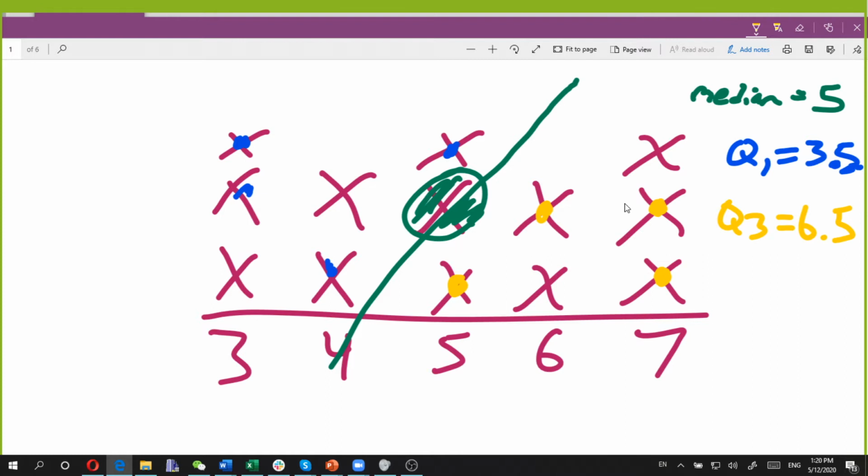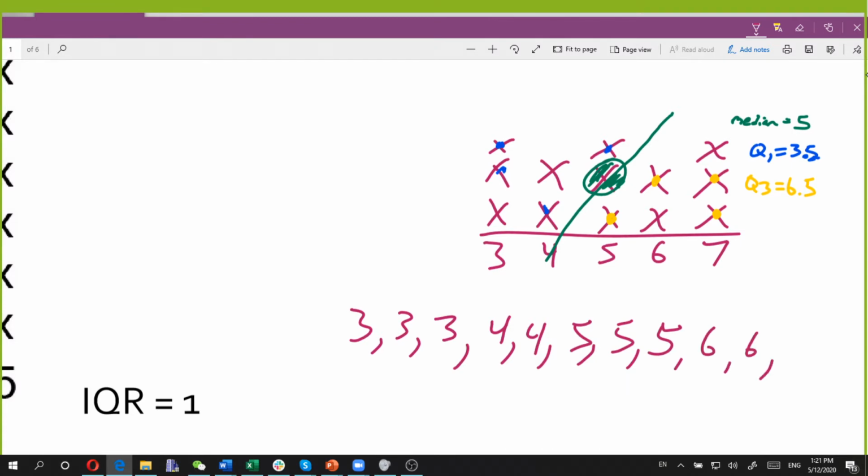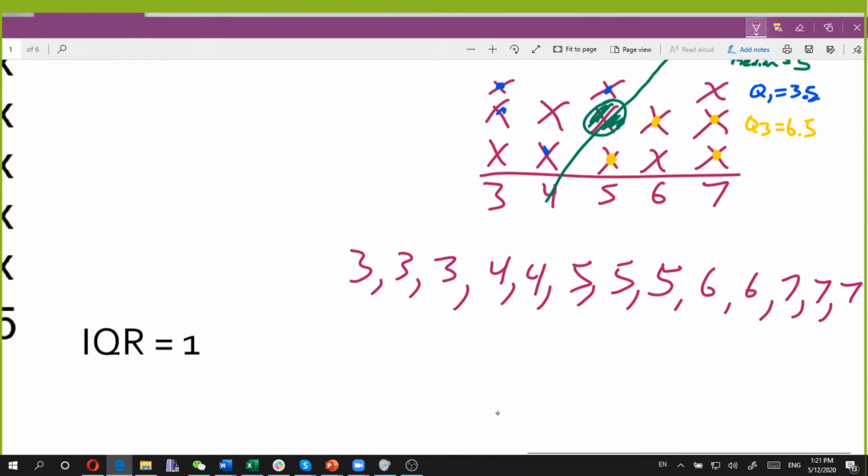Okay, so all we did was split our data in half at the median. For the bottom half, I got another median, and for the top half, I got another median. Okay, that gave us Q1 because it splits off 25% of our data set, and Q3. Okay, if I was going to draw this data another way, if I'm going to write this out as numbers, it would look like this. 3, 3, 3, 4, 4, 5, 5, 5, 6, 6, 7, 7, 7. Okay, what we've just done is we've created our box plot by getting a Q1 and a Q3.